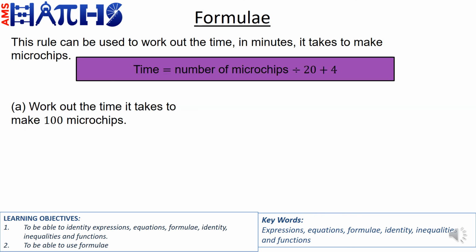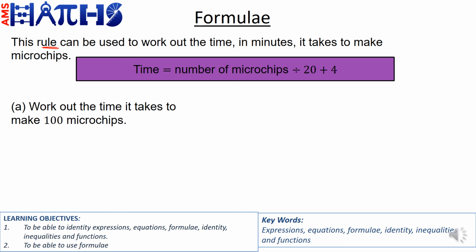Here's another problem where we have been given a formula with words, and we are going to do some calculations. So it says this rule, as we know, a formula is a set of rules. This rule can be used to work out the time in minutes it takes to make microchips. And in the purple box we see the formula. It says the time is equal to the number of microchips, we divide that by 20 and then add 4.